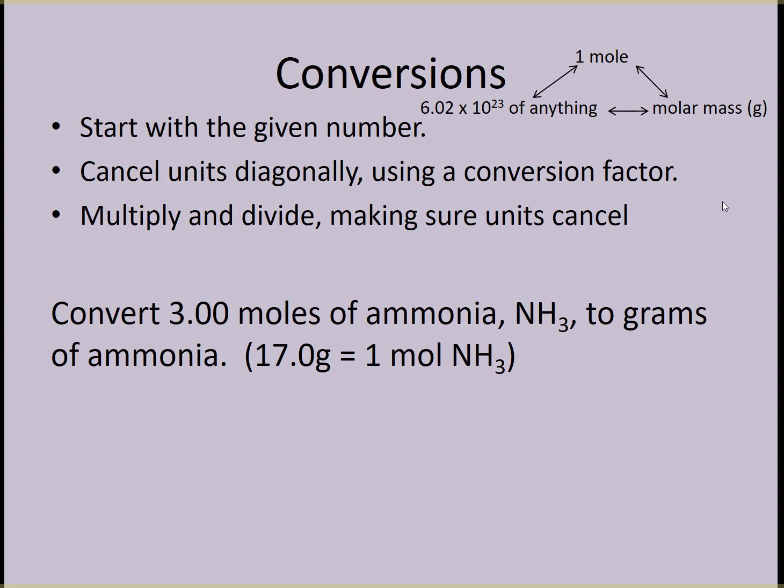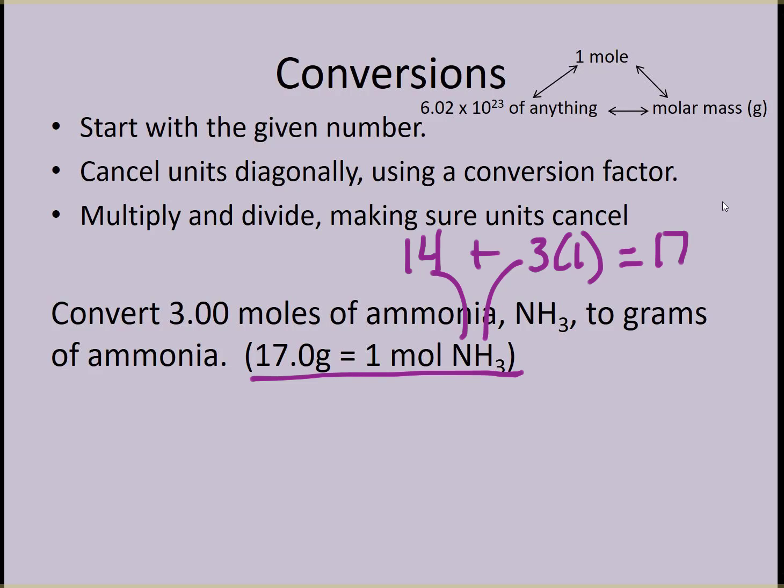So let's do a conversion with this first problem. It says convert 3 moles of ammonia, NH3, to grams of ammonia. And look, I'm given a conversion factor. So 1 mole of NH3 is equal to 17 grams. And this is determined from the periodic table. Nitrogen is about 14 grams, and each of the hydrogens is 1. And so when I add up all the molar masses or the formula weights on the periodic table, I'm going to get 17 grams. We start with the number they give us, which is 3 moles.